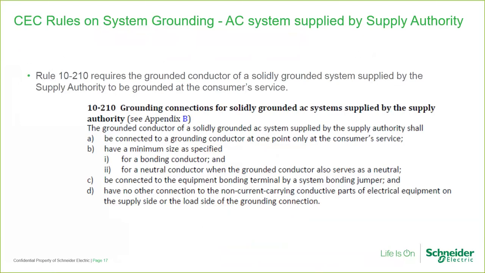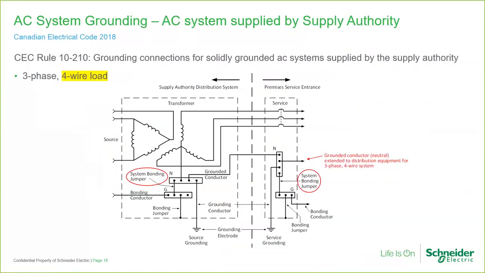There is no mention here of the supply authority's transformer that feeds the service entrance. Mention of it was removed from the 2018 Canadian Electrical Code. However, the utility or the supply authority normally requires the grounded conductor or neutral to be grounded at their transformer. This slide shows system grounding of a service supplied system. The neutral is grounded at the source transformer. Right here you can see the neutral going to the neutral bus, and there's a grounding conductor to the grounding electrode.